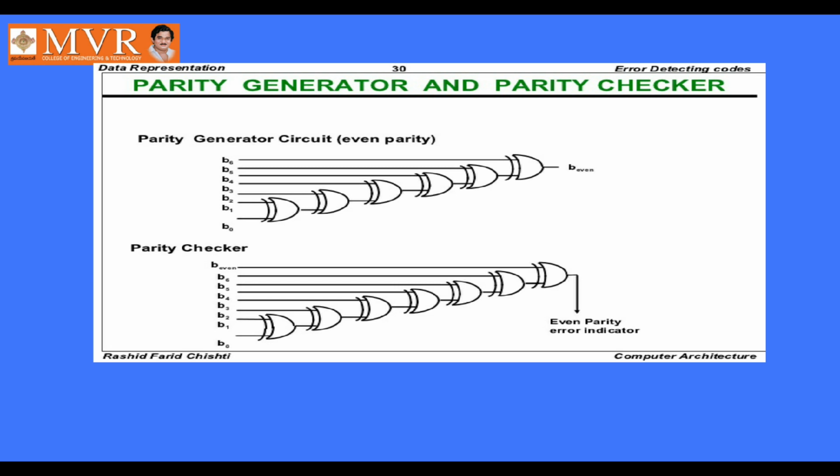It is also called a cyclic code, reflected code, cyclic code, non-arithmetic code. Like that, there are so many names for the Gray code.